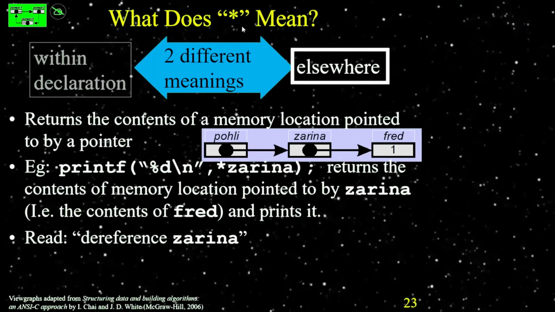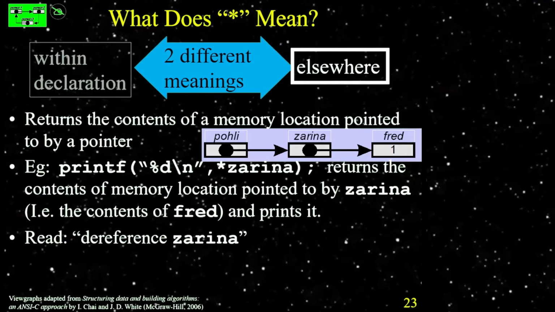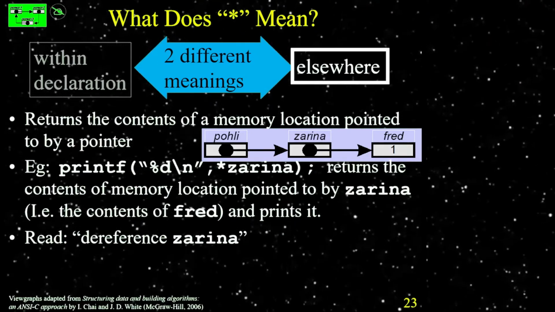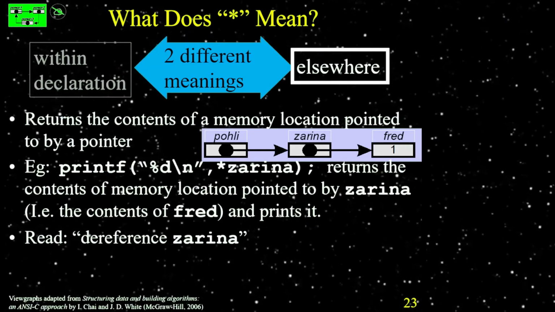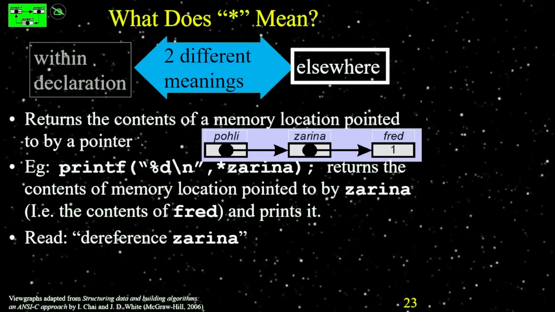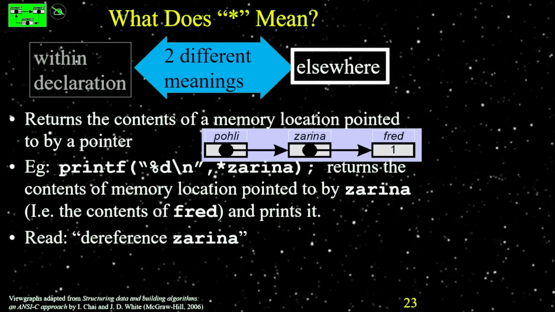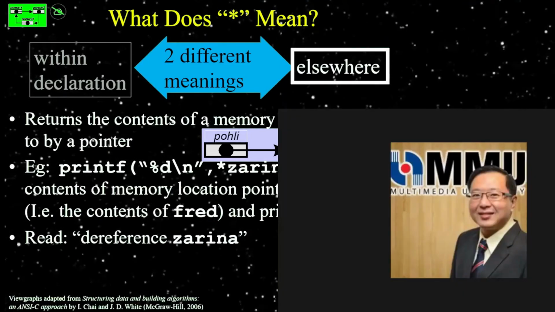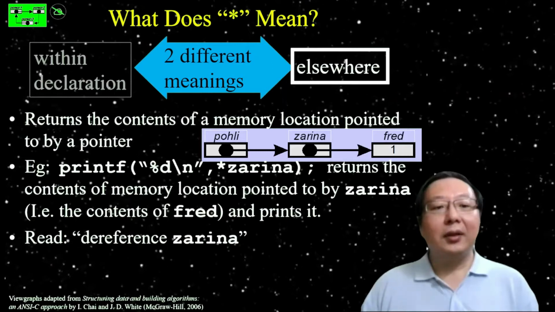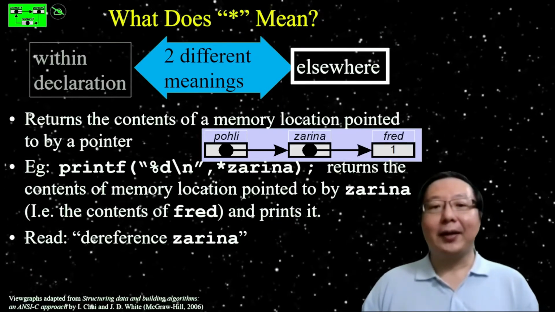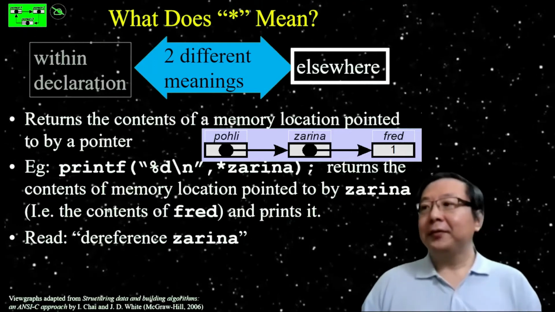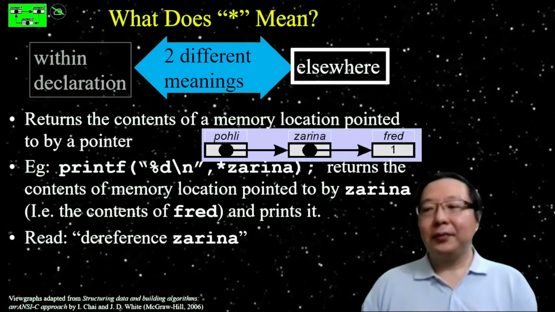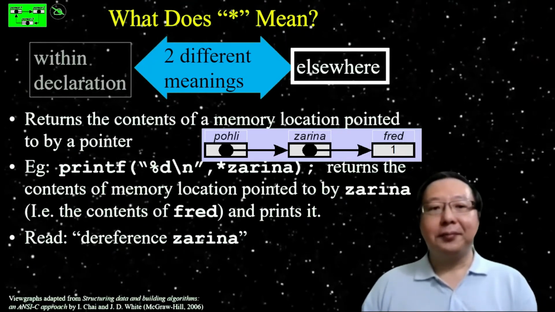What does star mean? Let me try and get my camera back. I'll do this, troubleshoot problems, and next. Detecting problems, and there we go. My camera's back. All right. Okay. So we continue here.